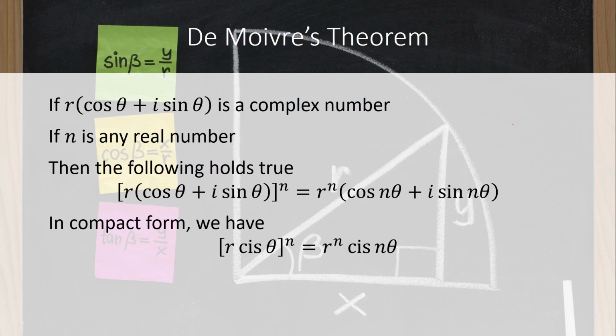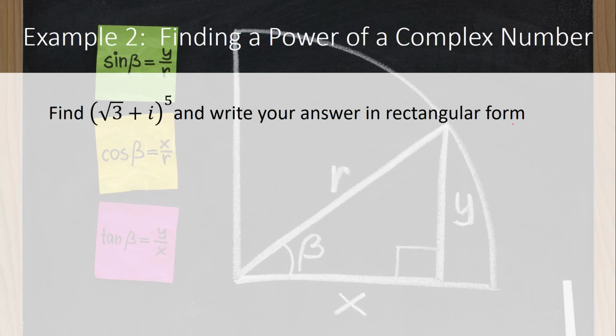And of course, that brings us to example time. Suppose we want to raise square root of 3 plus i to the fifth power, and we want to write our answer in rectangular form. Well, the first thing we want to do is convert this into trig form or polar form. And we can do that by finding r.